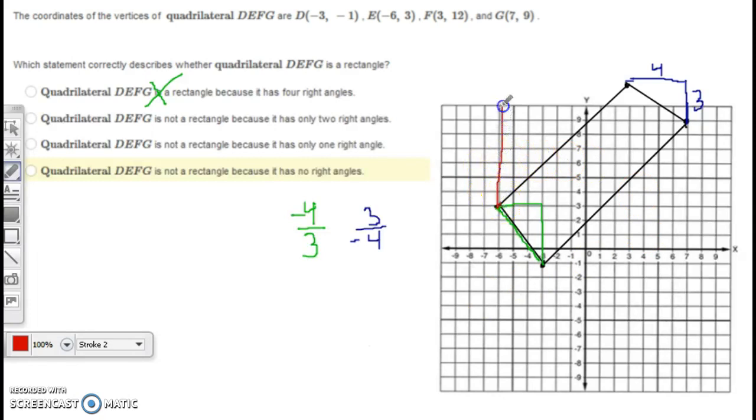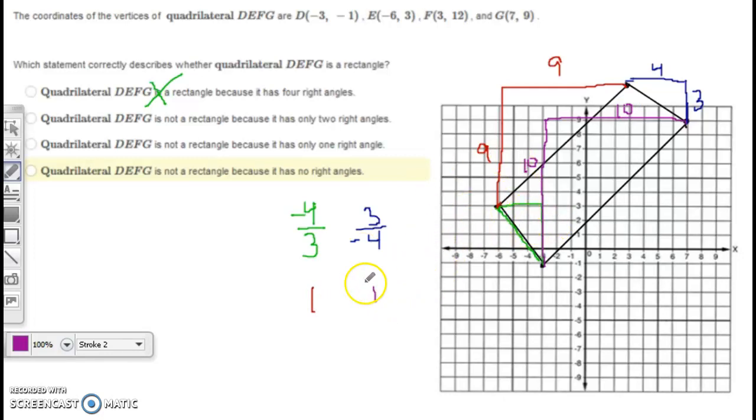For this one, if I do rise over run, I rise from 3 to 12, so that would be 9 units. And then I go over from negative 6 to positive 3, so that's also 9 units. So the slope here is 9 over 9, which ends up being 1. And then for the last one, we have to rise up and over. So I go from negative 1 to 9, so I rise up 10 units, and then I run over 10 units. Is that 10? Yeah. So that one's also 1.